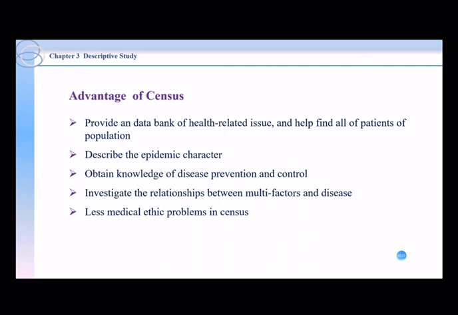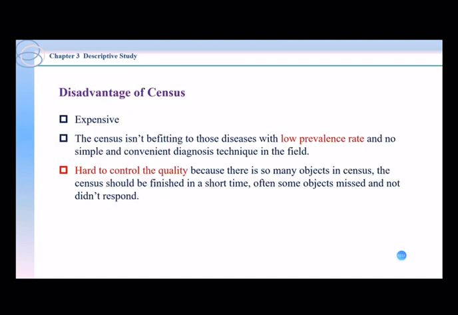Therefore, as you can see, the advantage of a census is that it has a very rich data source. It can describe the entire epidemic character because it includes all the population, and it can also help to investigate the relationships between multiple factors and the disease. But the disadvantages of censuses are also apparent. For example, it's very expensive and needs much manpower. It's time-consuming, and for those diseases that have low prevalence rates, it's very difficult, or I would say not cost efficient, to use a census, because even though you collect the whole population, you might only find few cases of the disease that you are interested in.